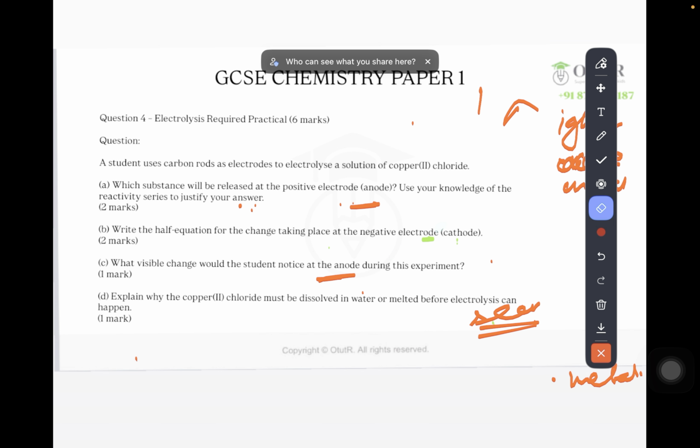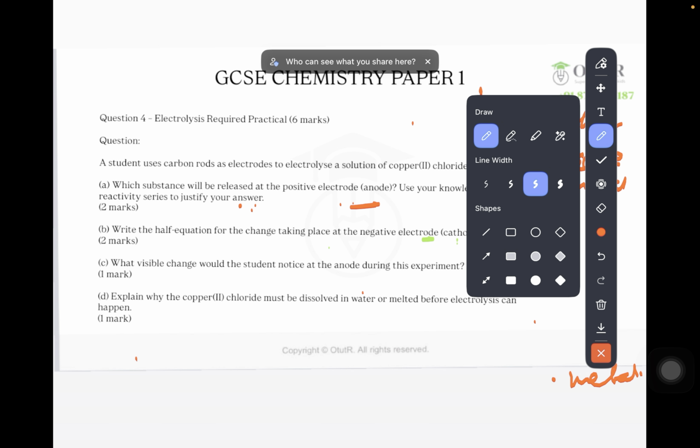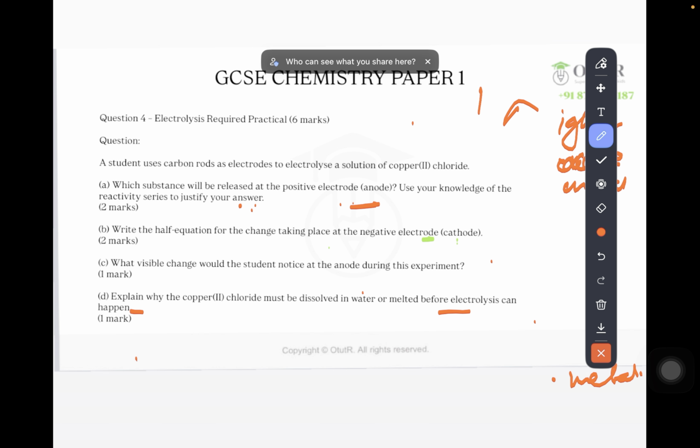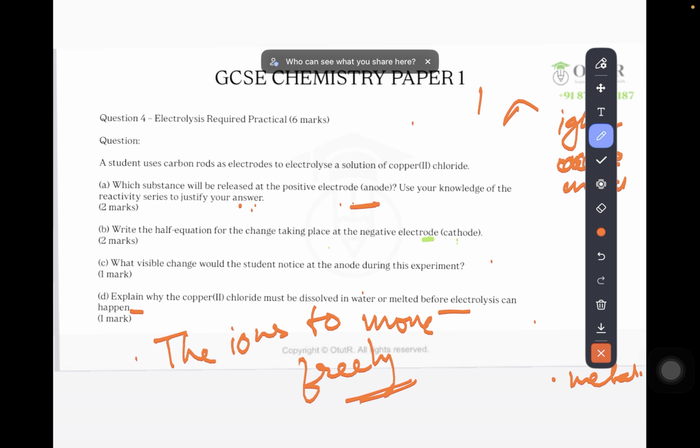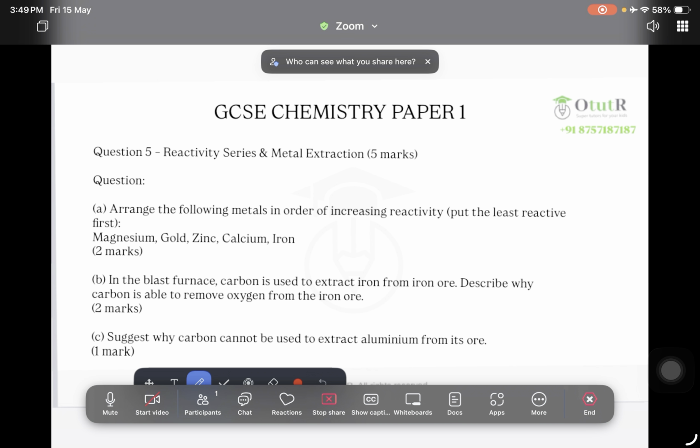Next, explain why copper chloride must be dissolved in water or melted before electrolysis can happen. Why do we do this? Because we need the ions to move freely. The ions must be free to move. In a solid ionic compound, ions are fixed in the lattice and cannot move. Therefore, we need them to be dissolved in water or melted before electrolysis can take place. Alright, let's move on.